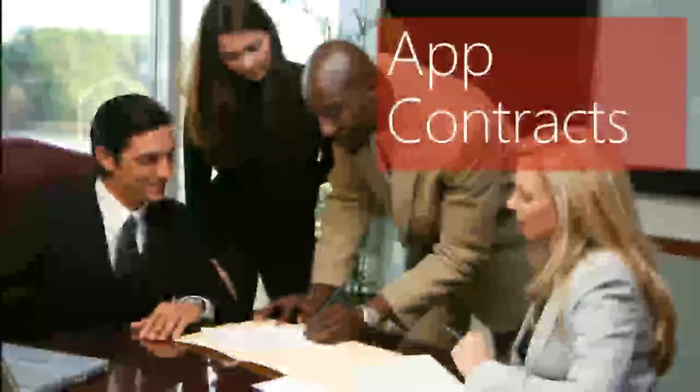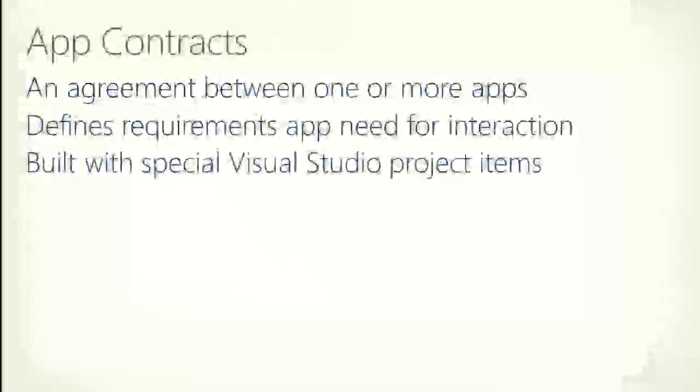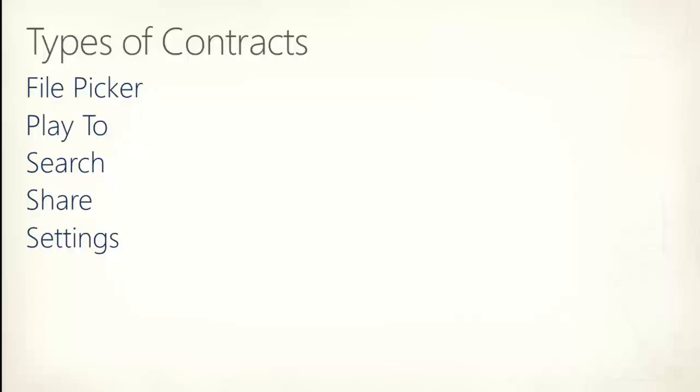So to do that, we use app contracts. And a contract is basically just an agreement between one or more apps. It defines the requirements, and they're built with these special Visual Studio project items, which you might have seen when I was going through. There's several contracts that are included. Things to do with media sharing, like Play To. There's search, which is what we're going to touch. Share for sharing things on Facebook or even SharePoint, right? And there's also a settings one to actually manage your settings.